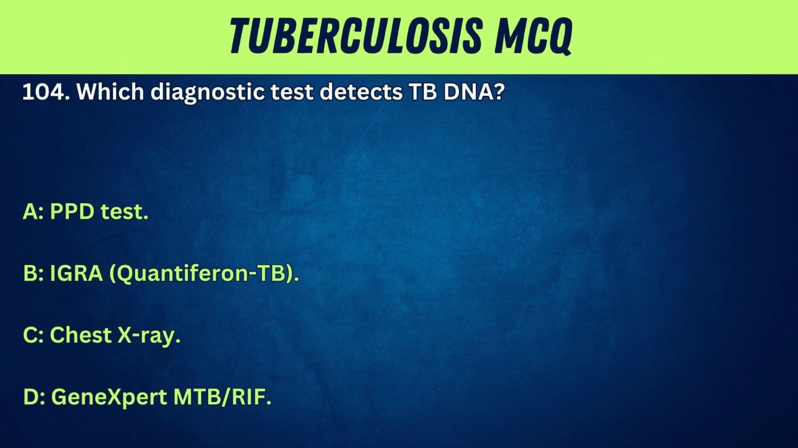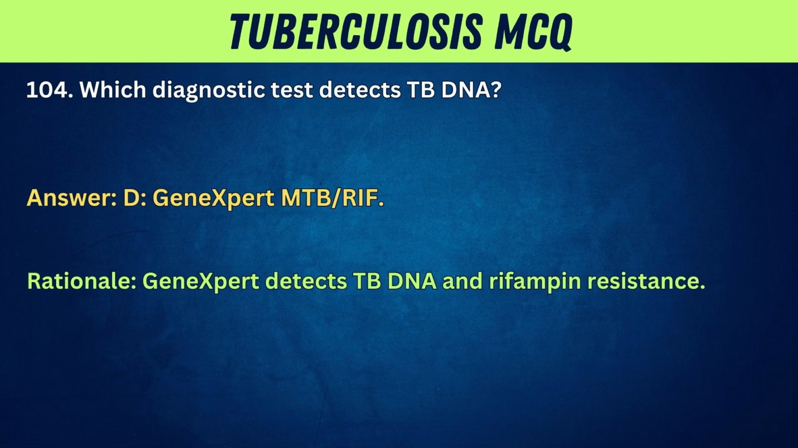104. Which diagnostic test detects TB DNA? A. PPD test, B. IGRA QuantiFERON TB, C. Chest X-ray, D. GeneXpert MTB/RIF. Answer: D. GeneXpert MTB/RIF. Rationale: GeneXpert detects TB DNA and rifampin resistance.